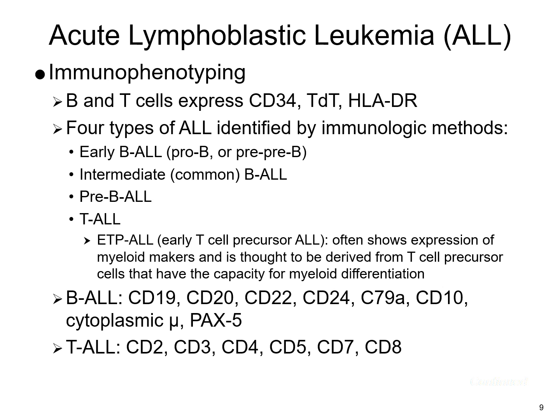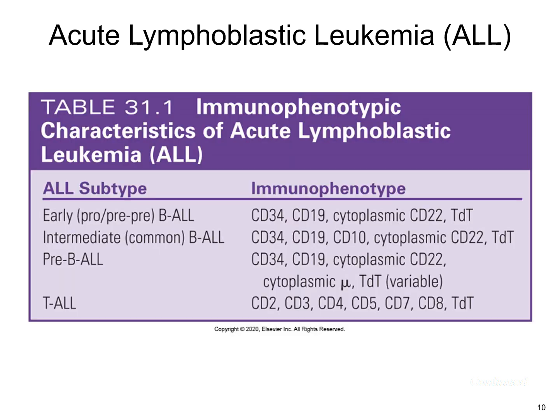specific markers. And this is a nice table that comes from your textbook that actually lists some of the immunophenotypical characteristics of the ALL, and it just kind of gives those subtypes of it and what particular markers will be present.